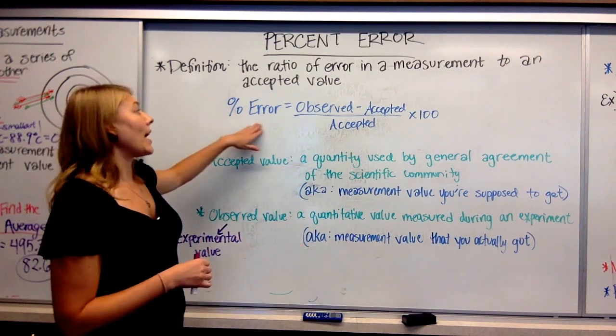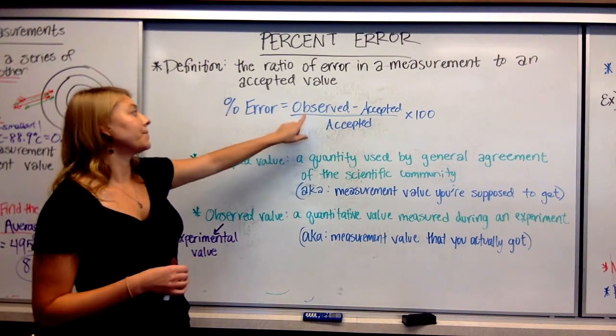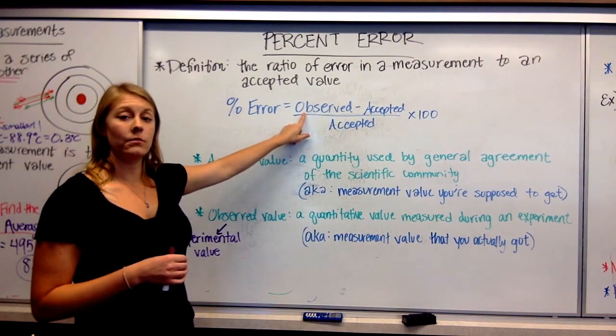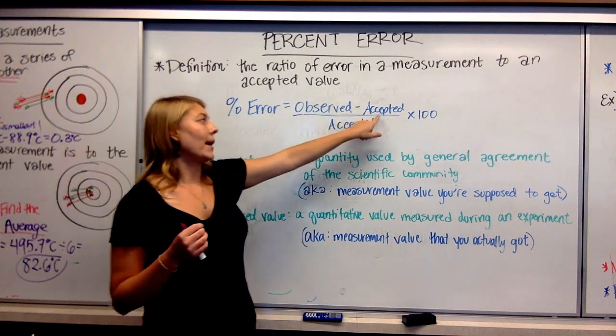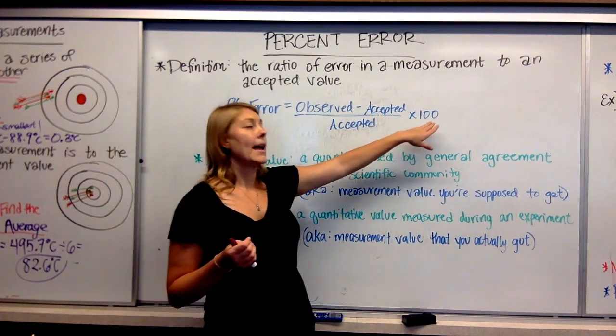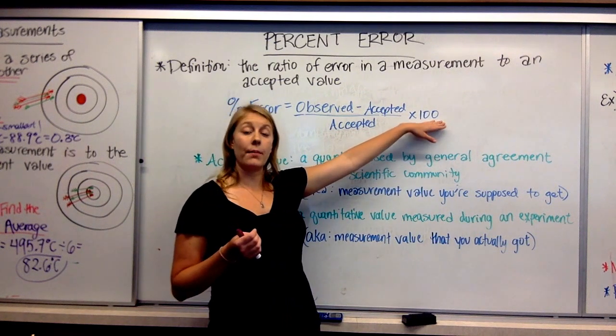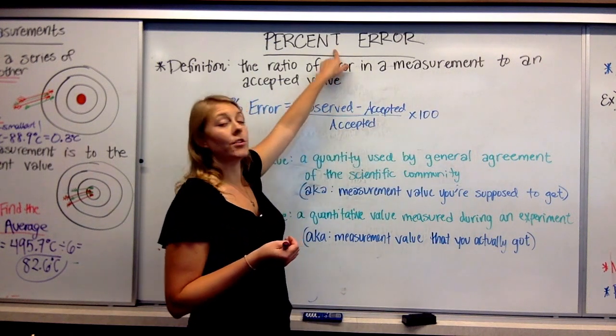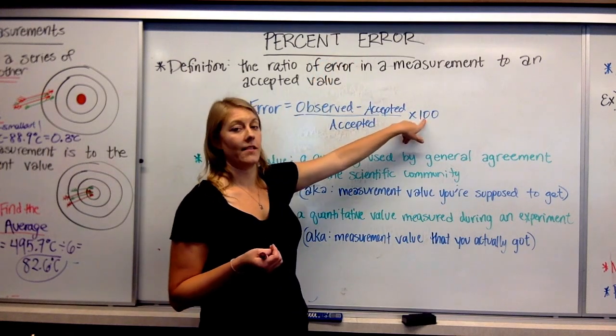So when we're calculating percent error, here's our formula. We have an observed value, which is what we calculate, minus the accepted value, divided by the accepted value, and times 100. We're multiplying by 100 because we want to turn this into a percent. That is why the 100 is here.